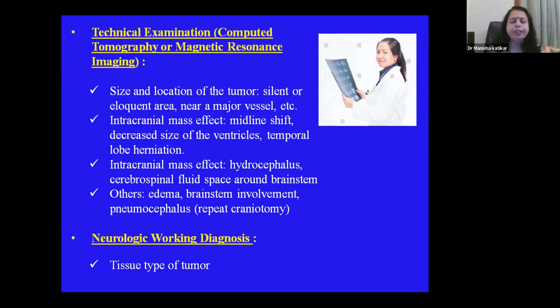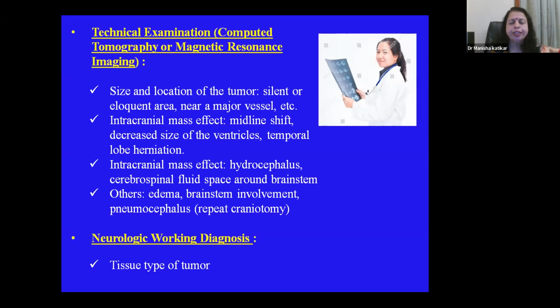The next important investigation, as an anesthesiologist managing these cases, you must know, is reading the CT scan or MRI. This examination in the preoperative period is very important. Why? It will tell you about the size of the tumor and where the tumor is situated. Is it in a silent area or in the most important eloquent areas like Broca's area? Is it near a major vessel? Are there any signs of raised ICP like midline shift, mass effect?